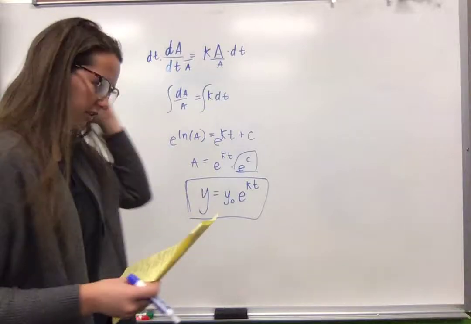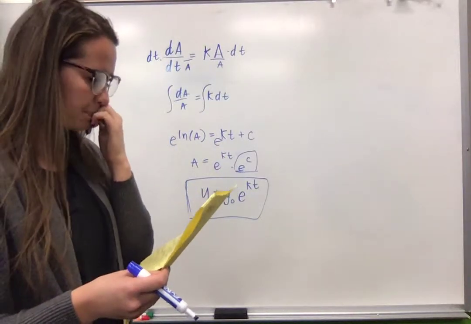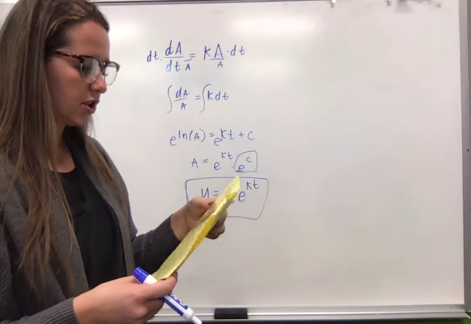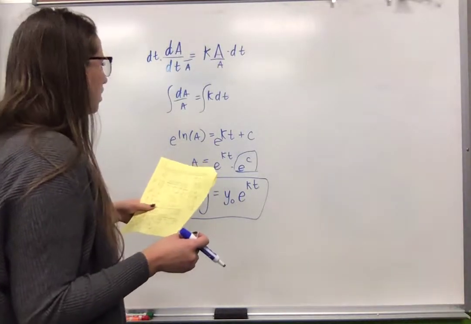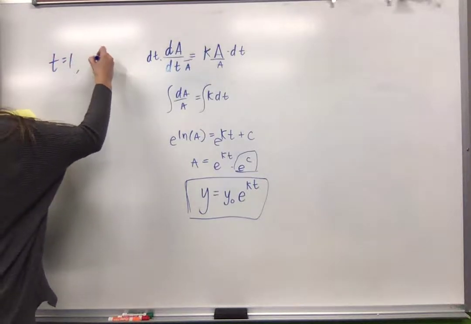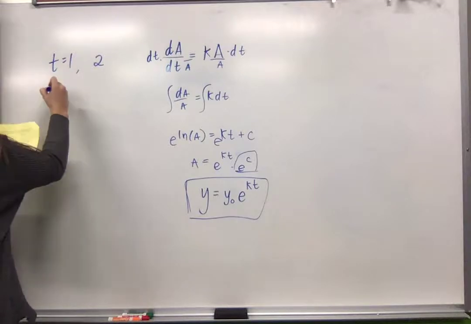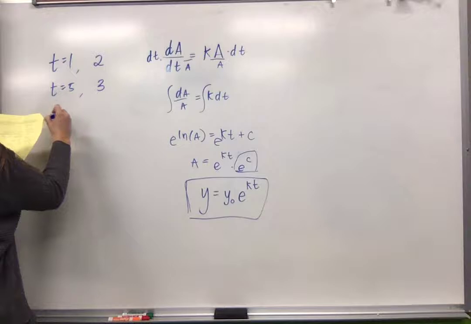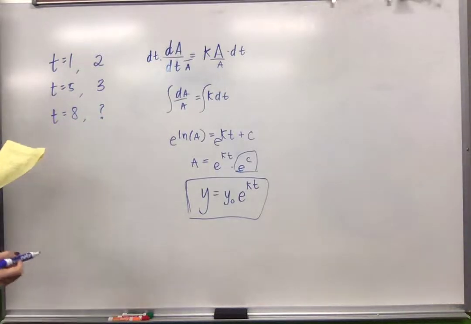So read that really carefully. This is the equation we're using. It's an exponential increasing equation. And then it gives us some info. It tells us that there are 2 acres consumed when t equals 1. So let's write this down. When t equals 1, there are 2 acres consumed. And then when t equals 5, there are 3 acres consumed. And it wants to know when t equals 8, how many acres will be consumed.